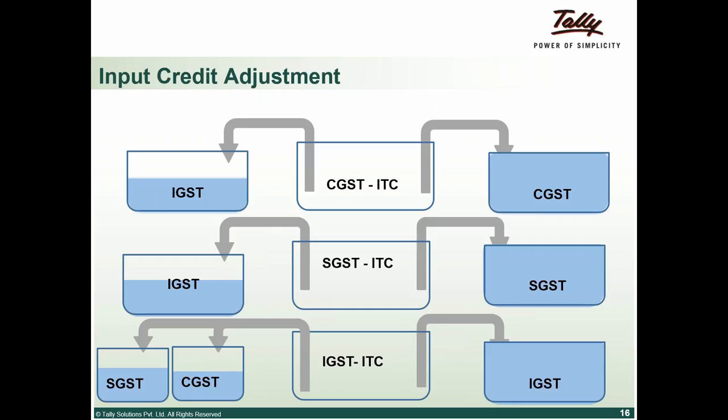So the question now is, I have set off against my CGST, I have set off against my IGST, still I have excess CGST. What should I do? Very simple, carry over to the next month. The same is applicable for SGST. Under IGST, you do this, and even after adjusting all this, if there is excess IGST, carry over to the next month.